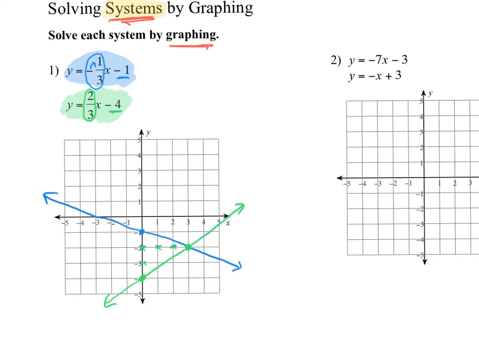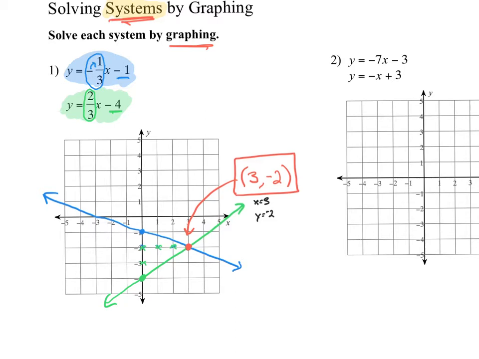I've got these two equations here, and what I'm trying to do is figure out where they intersect. There's where they intersect. Well, what is that point called? It looks like we move 3 on the x, and then drop down -2 on the y. This is the answer. Another way to write it is x equals 3, y equals -2. So that is solving by graphing. We're trying to find out where they cross.